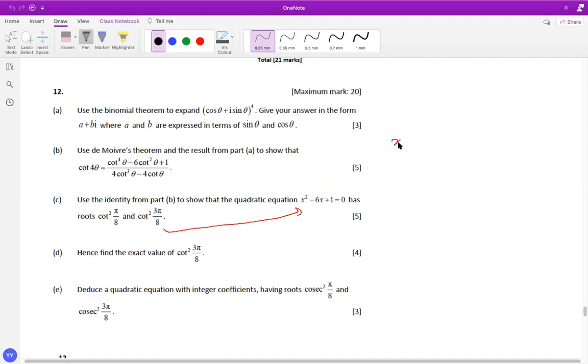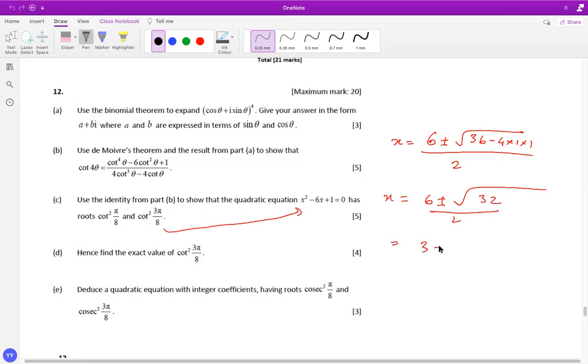So we solve using the quadratic formula: negative b, which is 6, plus or minus root of b squared, which is 36, minus 4 times 1 times 1, over 2. So x equals 6 plus or minus root of 32 over 2. If I simplify this, taking 4 out, that's going to be 2. So that'll be 3 plus or minus root 2. Now, cot square pi by 8 is bigger than cot square 3 pi by 8. So for cot square 3 pi by 8, you take the value as 3 minus root 2. So that's how you get the D part.